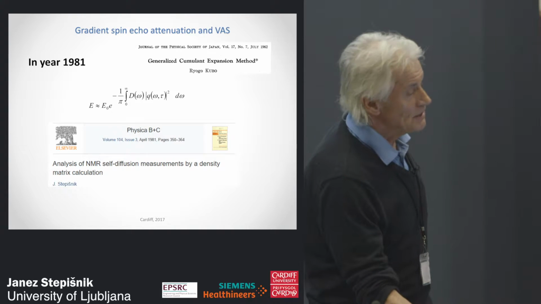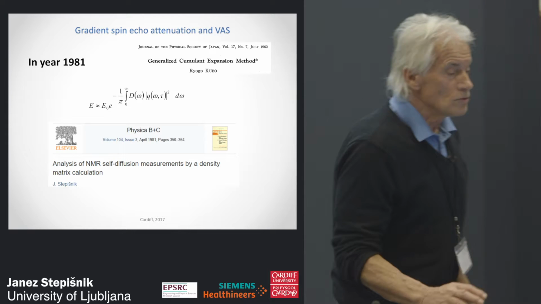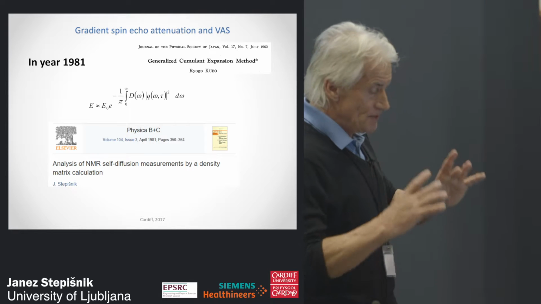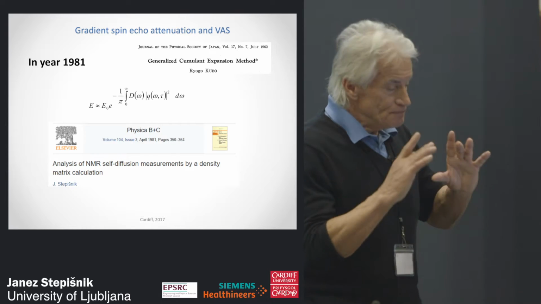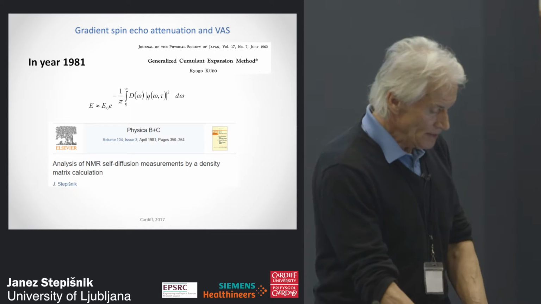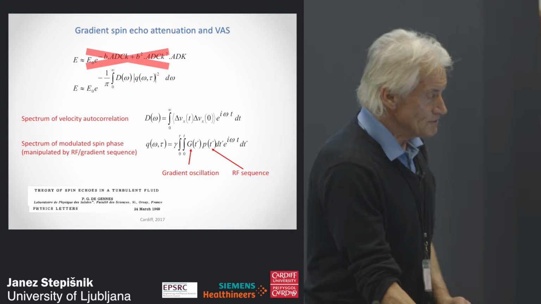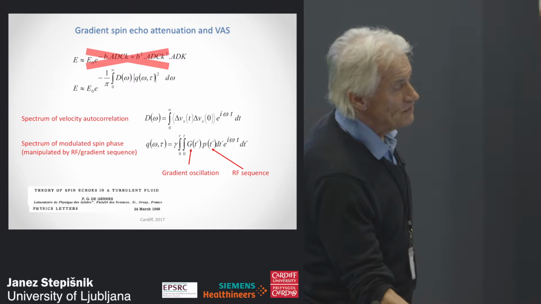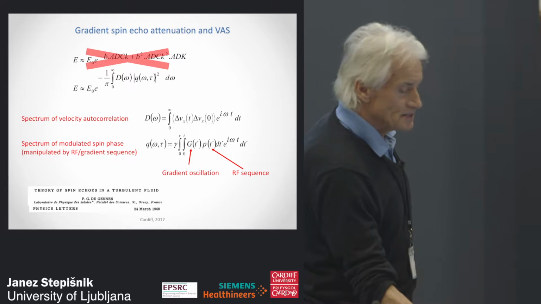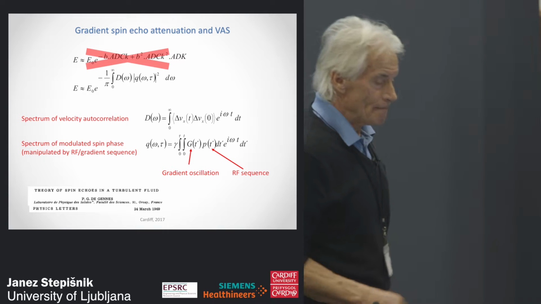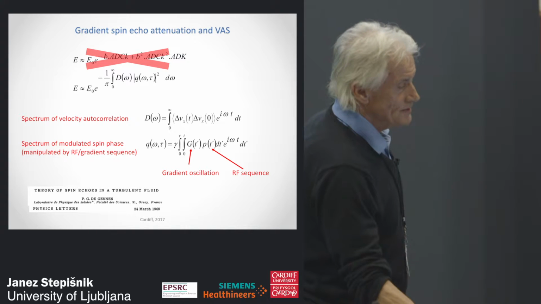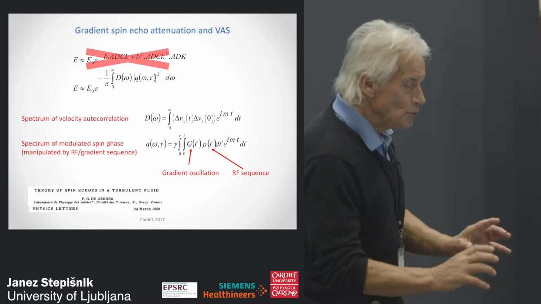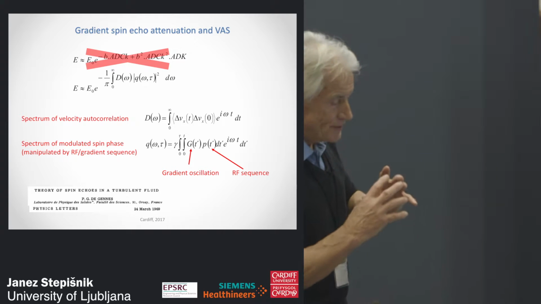It helped me very much, this paper of Ryogo Kubo about the cumulant expansion, on how to actually average the phase modulation of the spin phase. This idea was published in '81. What it means is that instead of describing attenuation with some apparent diffusion, the exact calculation should be something like that. Here is the spectrum, and this part here, Q, is how you modulate your spin phase.